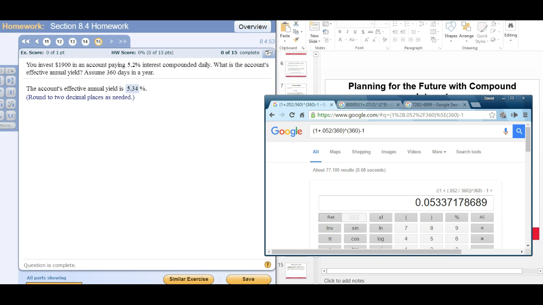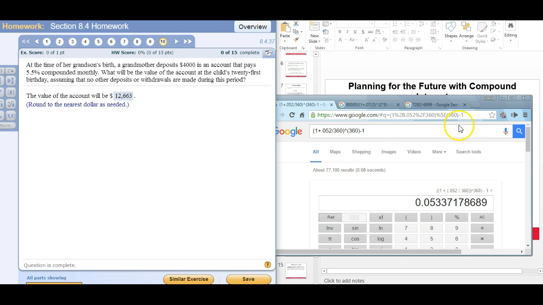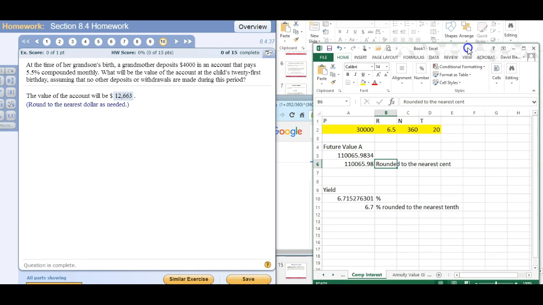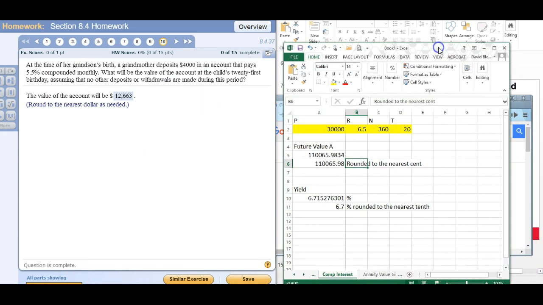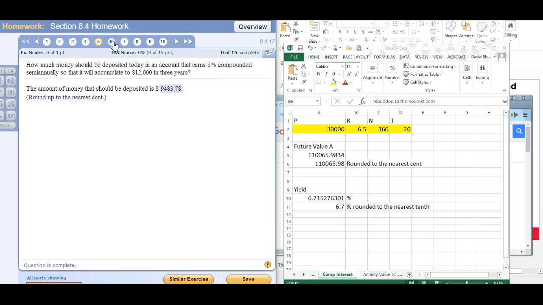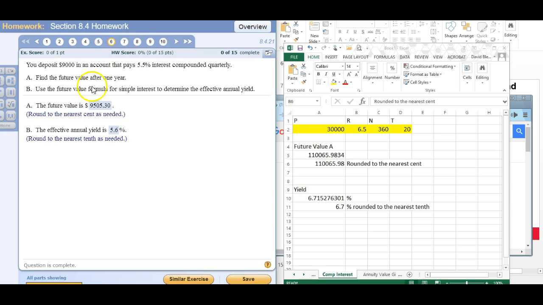Alright, now, that's doing this entire homework set via the calculator on Google. Like I said, I would rather you guys just make the spreadsheet. You're going to have to make a spreadsheet for this function, or for this budget project by the end of the semester. So I would go ahead and do it. The amount of money to see, that's the future value. Let's see, there it is.